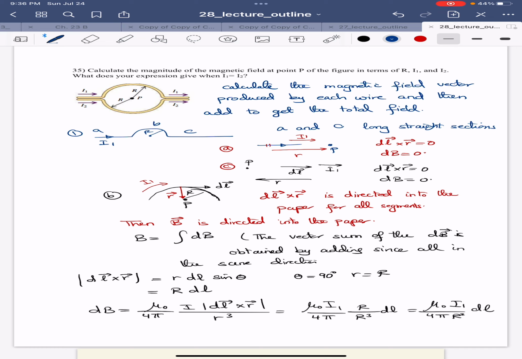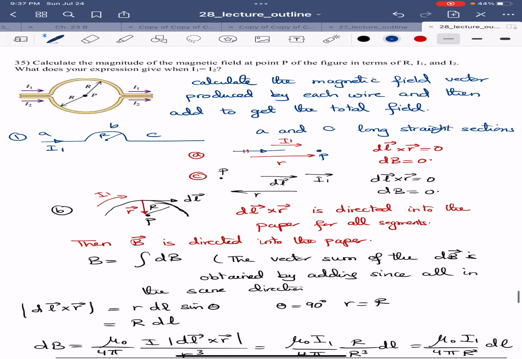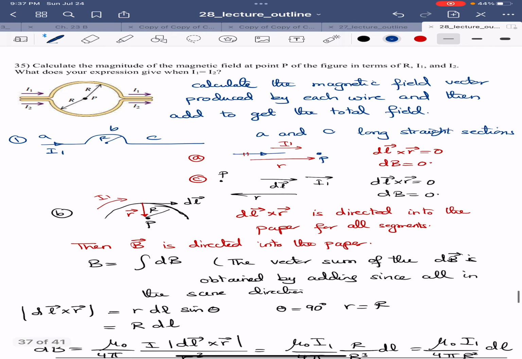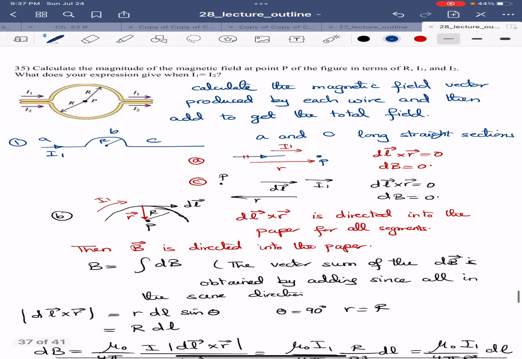This one is about a circular loop where we have to calculate the magnitude of the magnetic field at point B of the figure in terms of R, I1 and I2, and the expression when I1 equals I2, what the magnitude of B is going to be. Now here we're going to calculate the magnetic field vector produced by each wire and then add to get the total field. And then here we're going to have it dissected into parts.